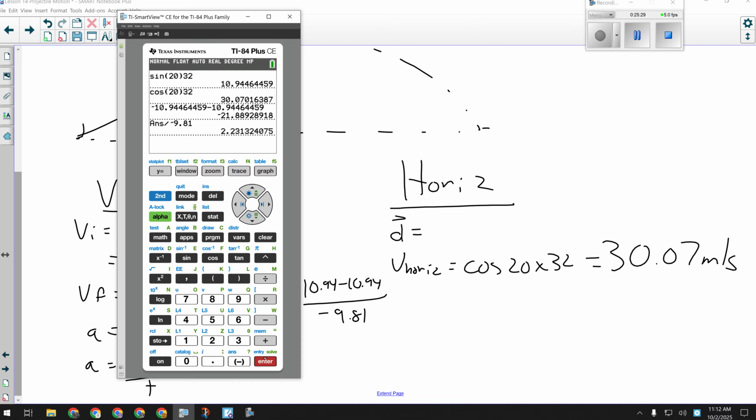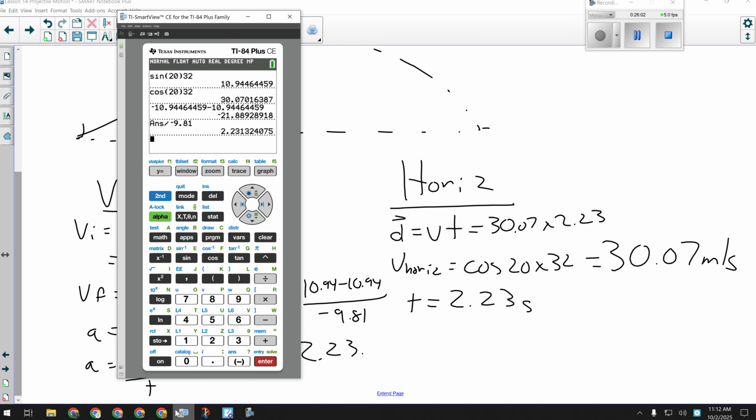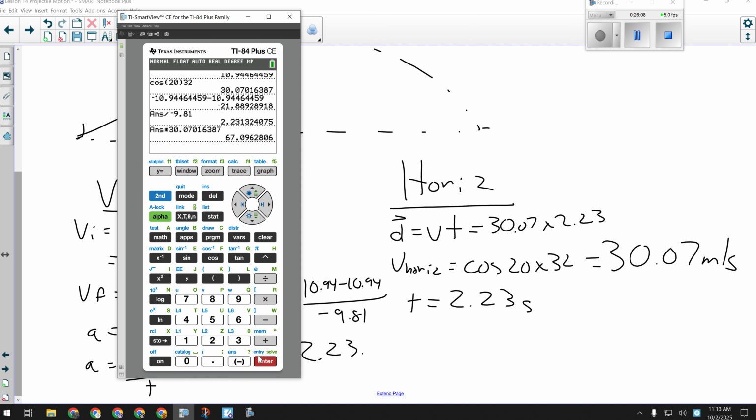That's quite a long time. That's a good yee-haw, because that's what they would always say whenever they would jump. So they are going to fly through the air and scream yee-haw for 2.23 seconds. That time can come here. It's the one thing both the horizontal and vertical parts share. Now I know D equals V times T, and I have the two numbers. So 30.07 times 2.23 seconds. It is 67 meters across the riverbed.